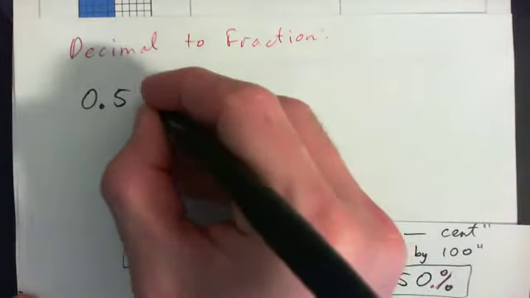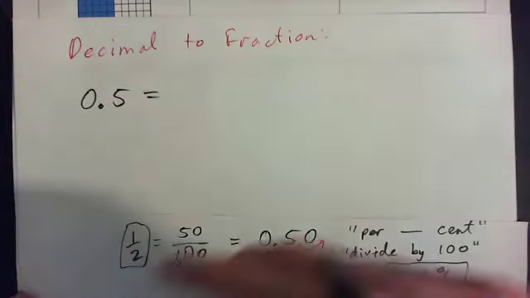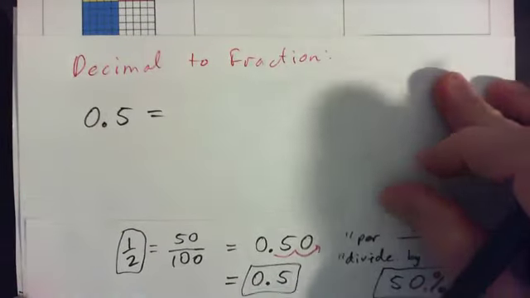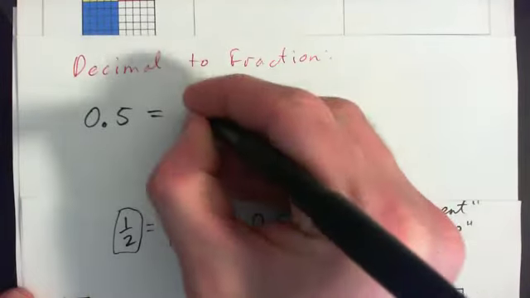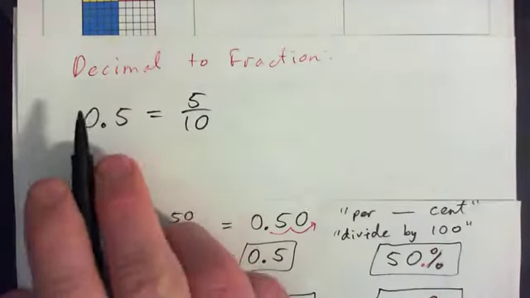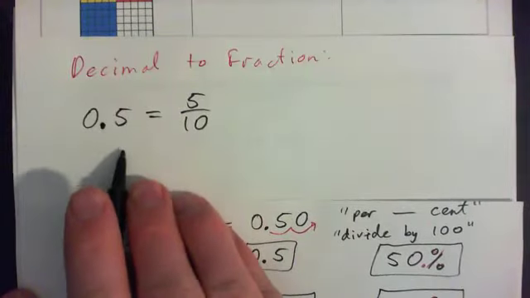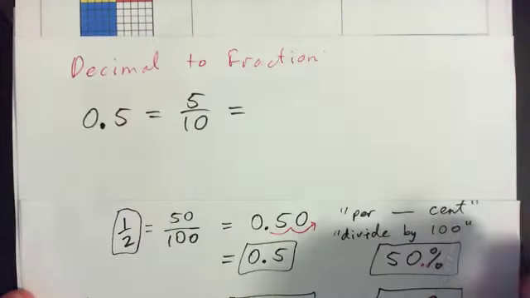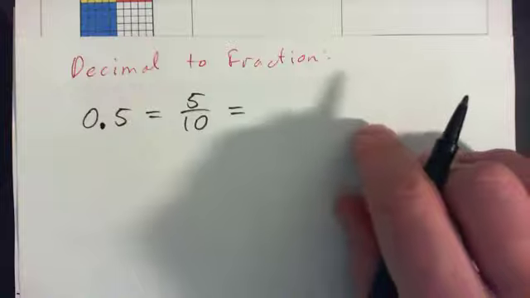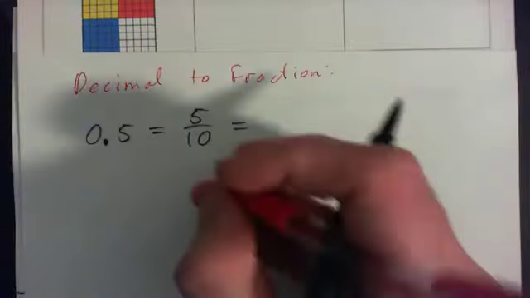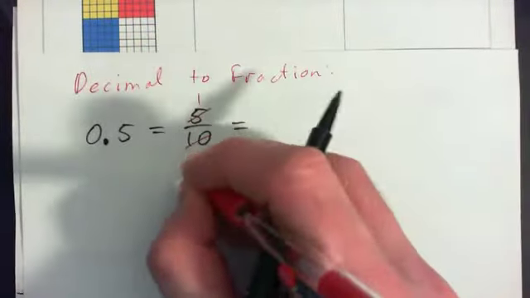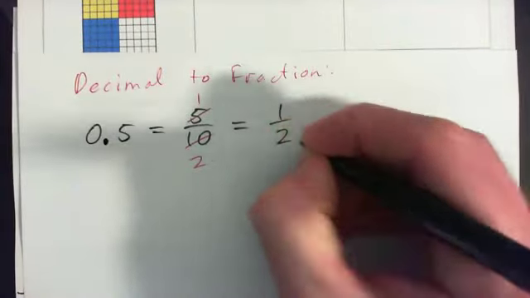0.5 is, as we know, a half. But it is 5/10. Did you know that? 5/10, because we've got whole numbers, decimal point, then tenths. This is the 10th spot, right? Now, can you put that fraction in lowest terms? 5 into 5 goes once, 5 into 10 goes twice, and that is 1/2, right?